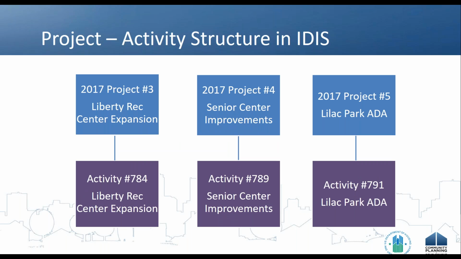While the broadly defined projects will work well for many grantees, there are some that prefer to more narrowly define their projects. In this example, the grantee has chosen to set up three narrowly defined projects in the eCon planning suite, each of which covers the same narrow scope as its corresponding activity. So in this case, they set up a project which they defined as a Liberty Rec Center expansion, and when it came to the activity, they set up a single activity under the same project for the Liberty Rec Center expansion, and then they created a separate project for senior center improvements, and so forth. So rather than grouping and organizing them by one broader category, they went with a one-to-one relationship.